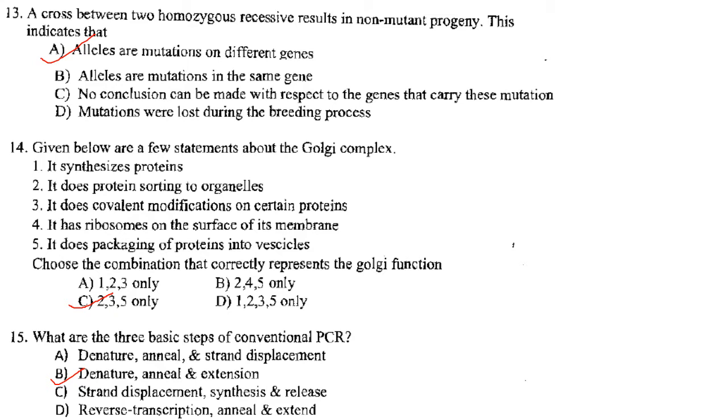Then next one. Given below are a few statements about the Golgi complex. It synthesizes proteins, it does protein sorting to organelles, it does covalent modification on certain proteins, it has ribosomes on the surface of its membrane, it does packaging of protein into vesicles. Choose the combination that correctly represents the Golgi function.